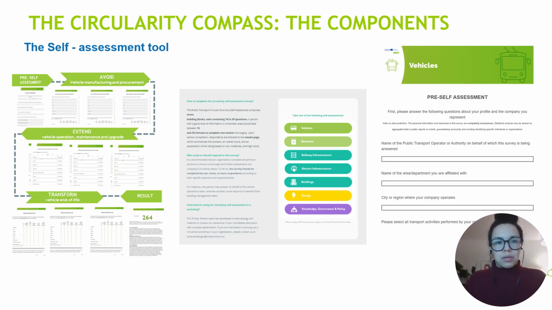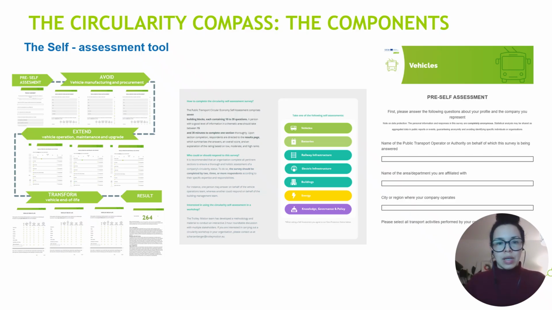The second component of the Circularity Compass is the self-assessment tool. And this is a simple first entry point self-assessment survey to help organizations start reflecting on where they stand in terms of circularity, to really give them some food for thought and start inserting this circular mindset when analyzing their public transport systems. And the self-assessment follows the same circular approach that we saw in the framework. So basically, the tool guides you through your public transport system in the 4 phases that we just saw: avoid, extend, transform, and enable.